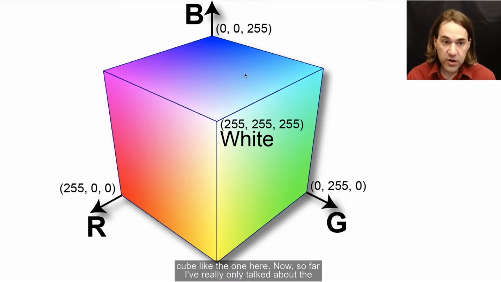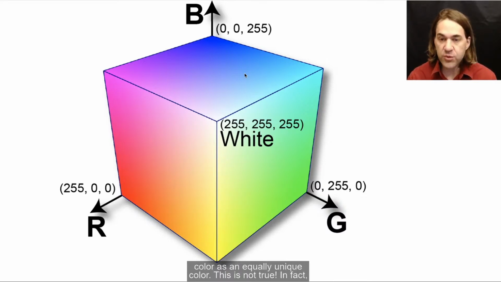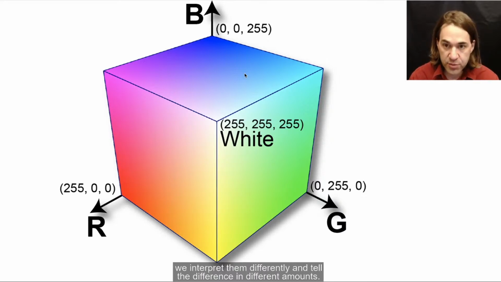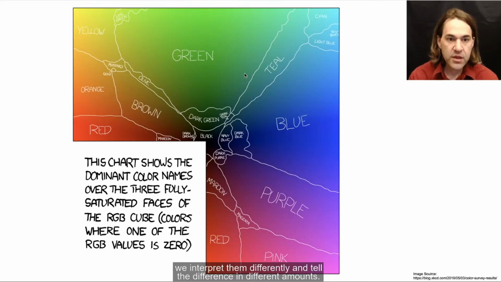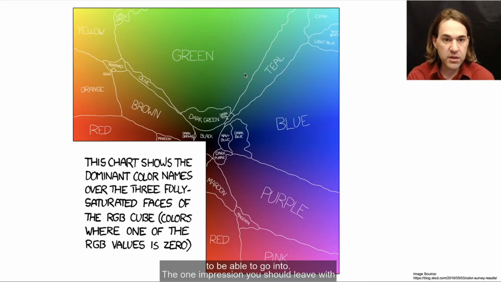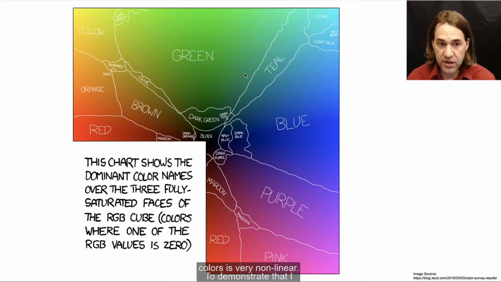Now, so far, I've really only talked about the physical properties of colors. The inclination is to treat each RGB color as an equally unique color. This is not true. In fact, as we look at different types of colors with different intensities of light, we interpret them differently and can tell the difference in different amounts. There are lots of fascinating aspects of color perception that I'm not going to be able to go into. The one impression you should leave with is that the relationship between the RGB values and how you actually perceive the colors is very nonlinear.